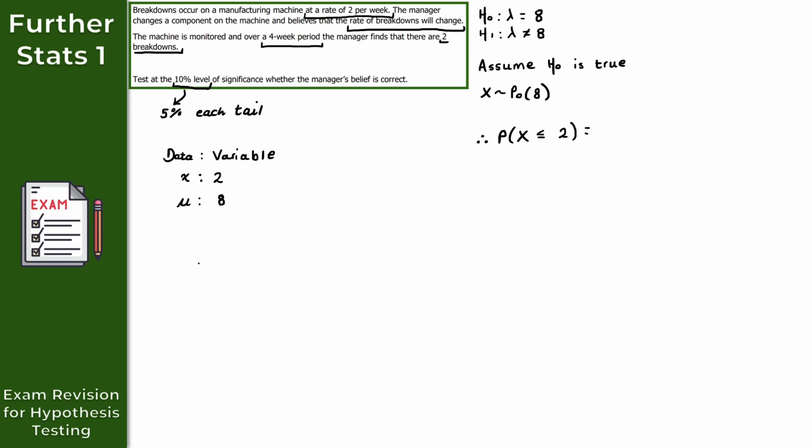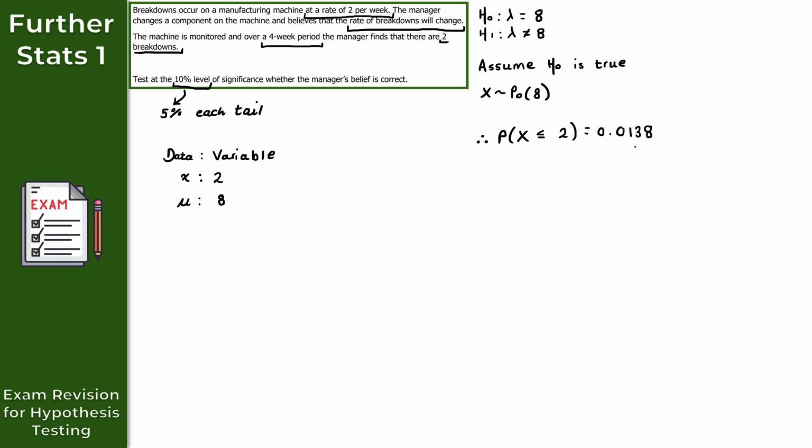Input those into your calculator, press enter, and what we get is a probability. I give this to 3 significant figures. What do we get? Well, I get 0.0138. Okay, like so. And what we do now is we compare this to the significance level. Now, we don't compare this to the 10%, we compare it to the 5% for each tail.